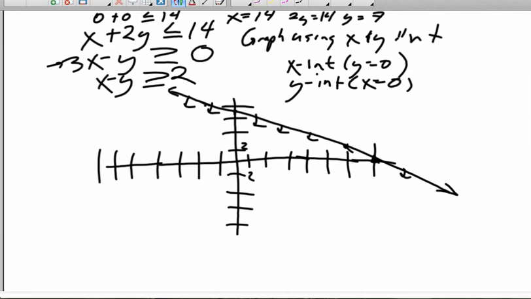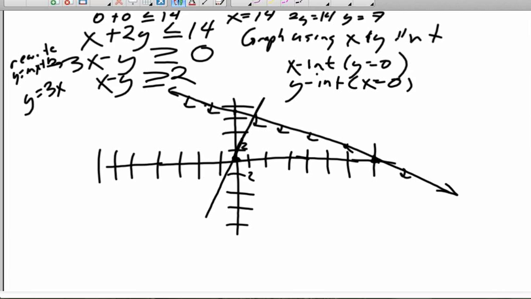Now this one, you can't do x and y intercepts because you're going to end up with 0. So what I'm going to do is rewrite this one into y equals mx plus b, which should be y equals 3x. So I've got an x-intercept of 0, y-intercept of 0, and slope of 3, so I go up 3 and over 1. So this line looks like this.